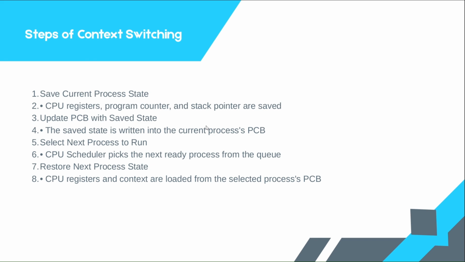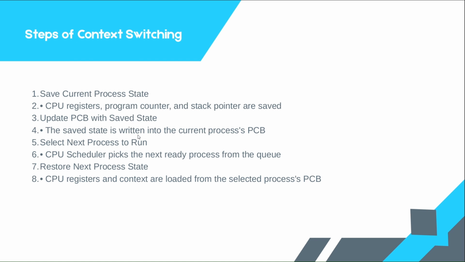So we can start the steps of context switching. Now that we understand what a process control block is and why it is important, let's study the complete step-by-step process of context switching. This slide explains exactly what happens inside the operating system whenever the CPU switches from one process to another. Although the entire process happens within a few milliseconds, there are several important steps. Let's understand them one by one.